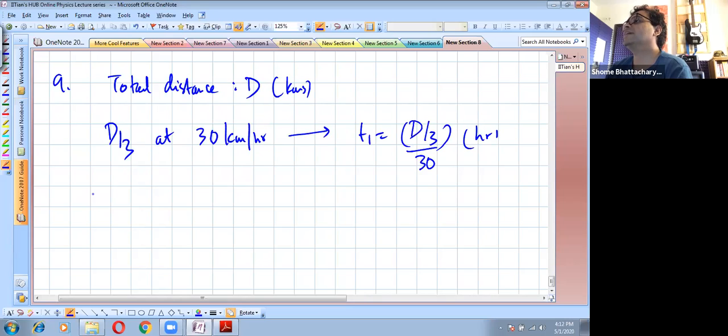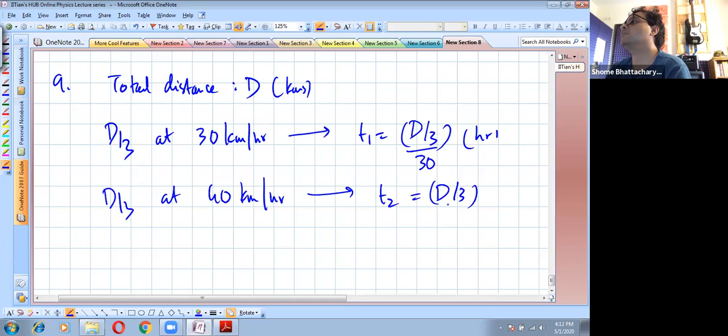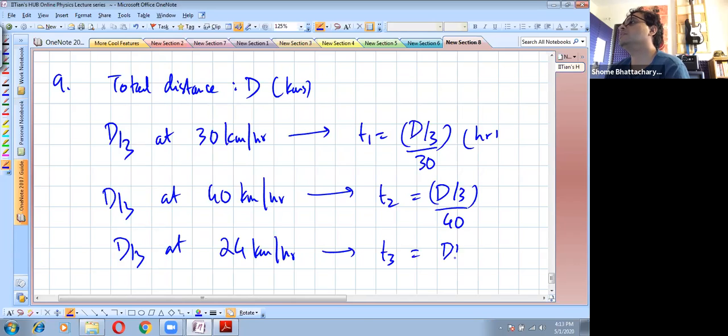Similarly, the second 1/3 distance he's traveling at 40 kilometers per hour. So that second time interval is again D by 3 but divided by 40. And the third time interval, again he's traveling D by 3 but at 24, I think it was, kilometers per hour. So that time is becoming the distance D by 3 divided by the speed, 24. All this is in hours.